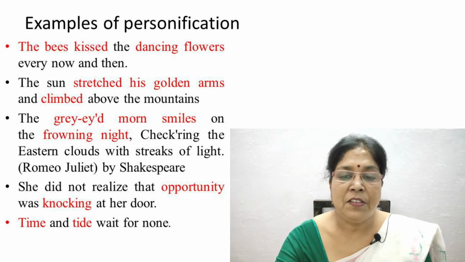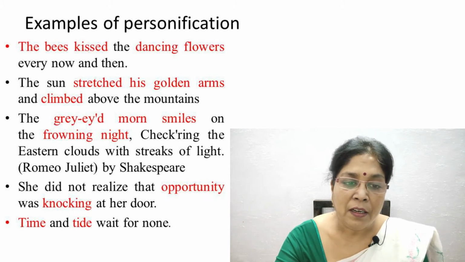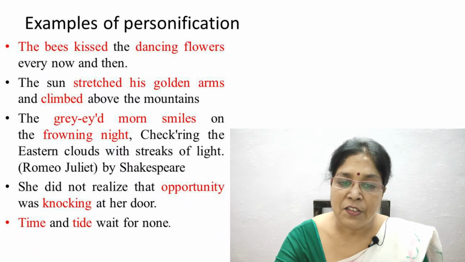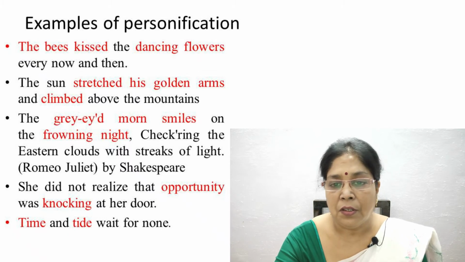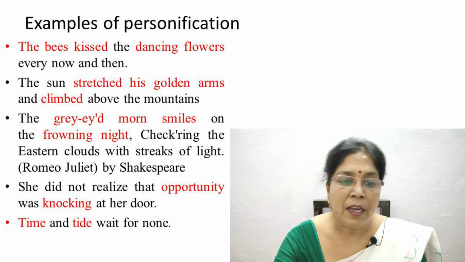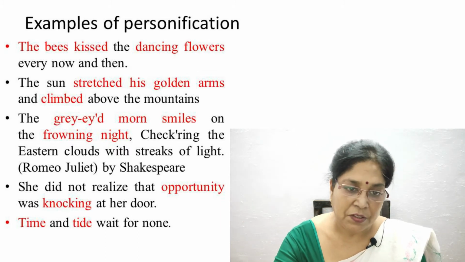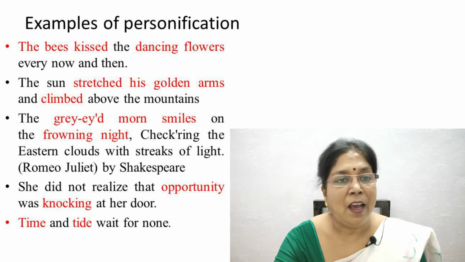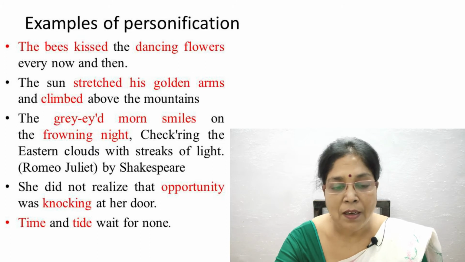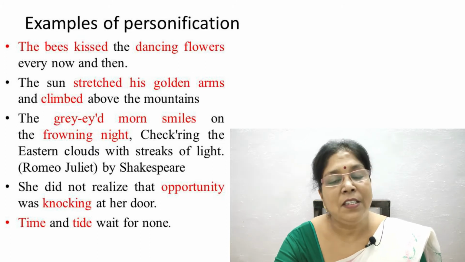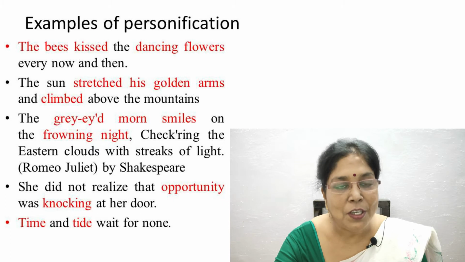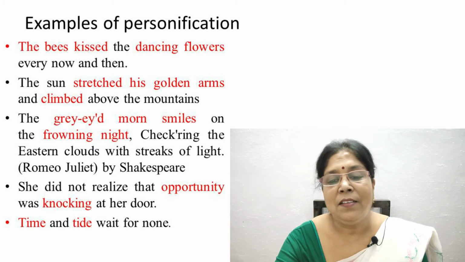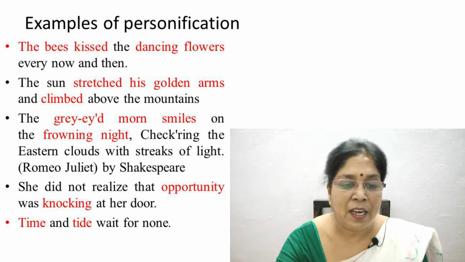The bees kissed the blooming flowers every now and then. The sun stretched his golden arms and climbed above the mountains. The sun has been shown as if possessing arms like a human being and climbing the mountain as he is going up in the sky. The word "he" is used for it, and again he is climbing.